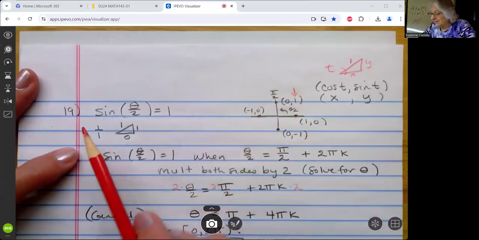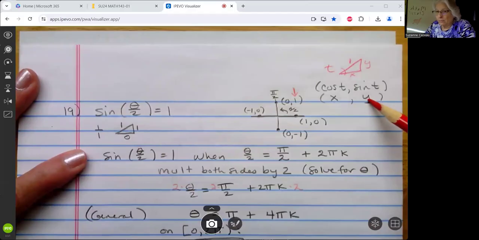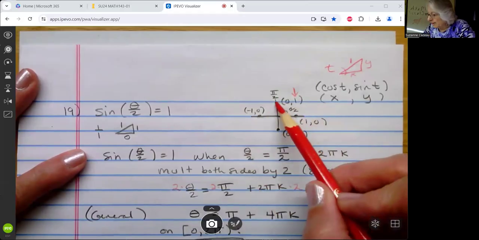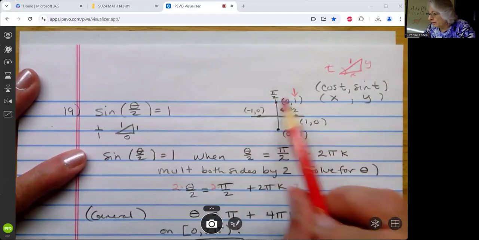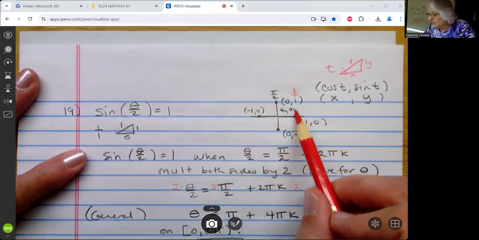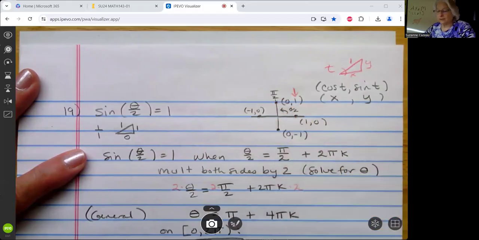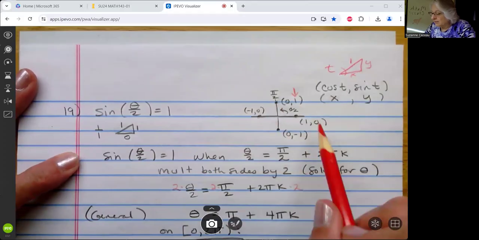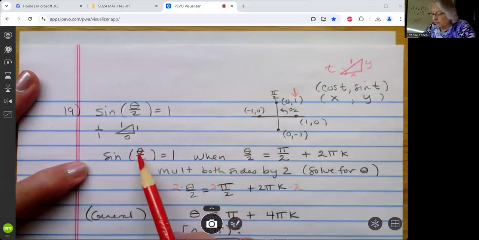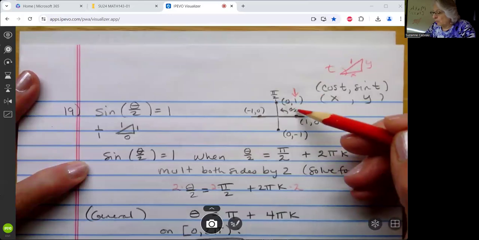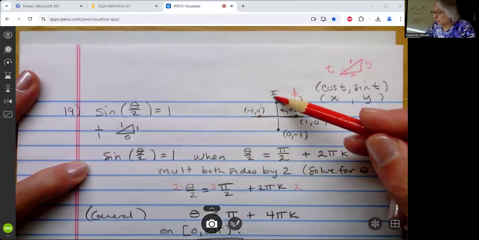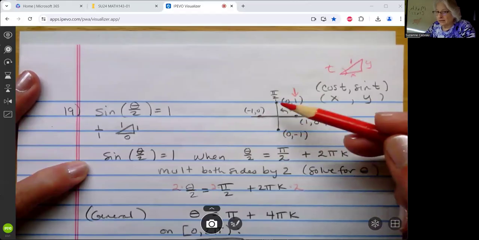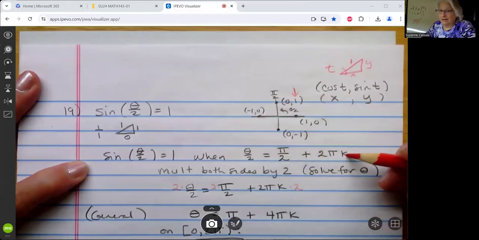So if we want the sine, that means we want the y coordinate. So where is the y coordinate equal to 1? That occurs right here at this ordered pair 0, 1. From here to here is pi over 2, because here to here is pi. So sine of theta over 2 is 1 when theta over 2 equals pi over 2. And then, of course, if you go around again and again, that's 2 pi k.